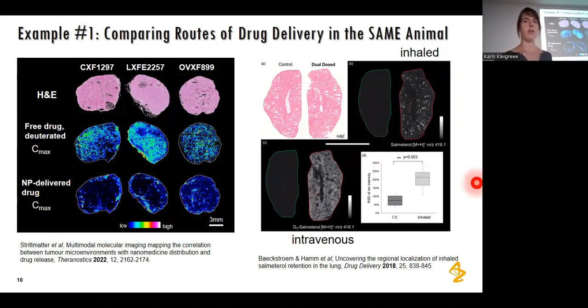And the same is shown here on the right for a lung example, where they've compared, again, IV versus inhaled drug distribution. And you can see that intravenous, like here as well, it's very homogeneous, versus on the inhaled side, you've got a hotspot pattern.